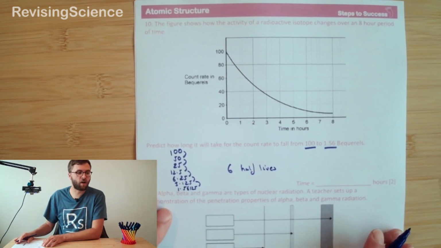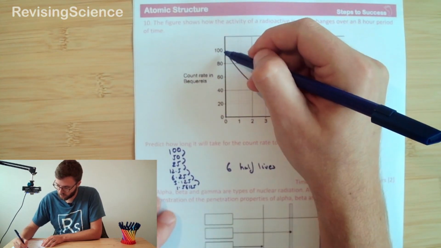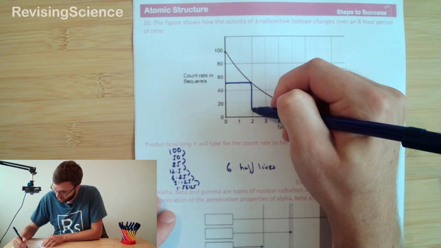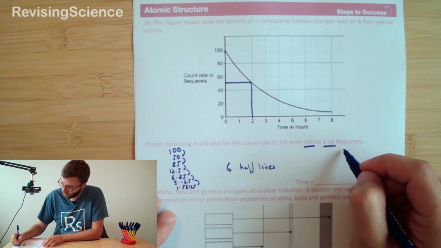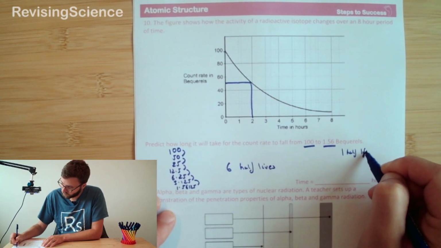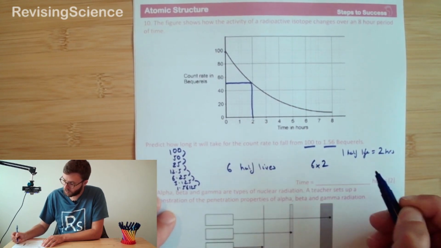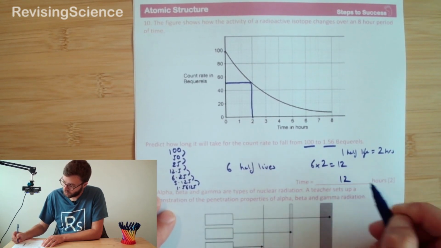We then need to use the graph to work out how long each half-life is. So it starts at 100, better with a ruler, but we go along 50 and down. You can see that 1 half-life equals 2 hours. So 6 half-lives, each of 2 hours, gives us 12 hours.